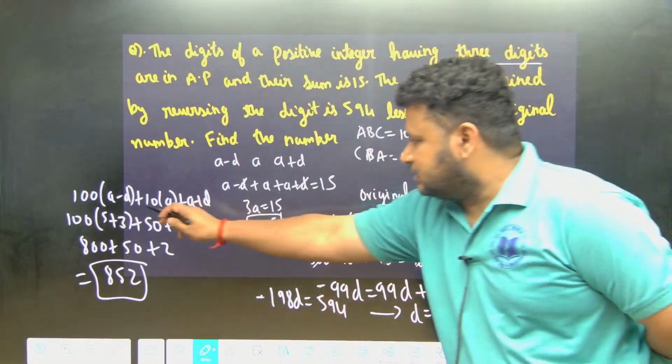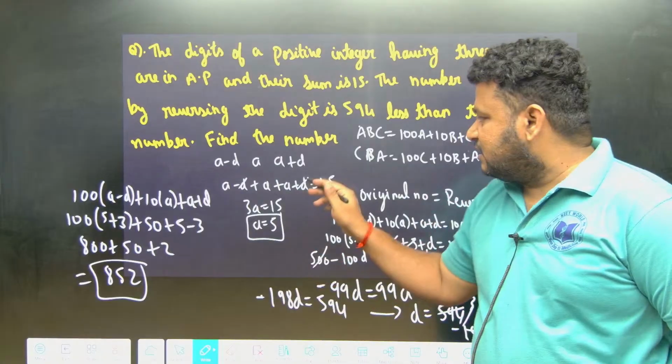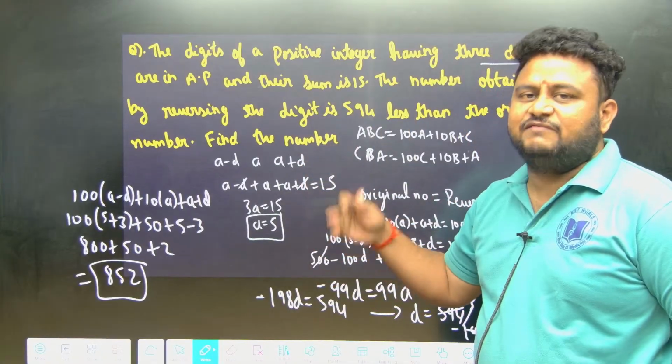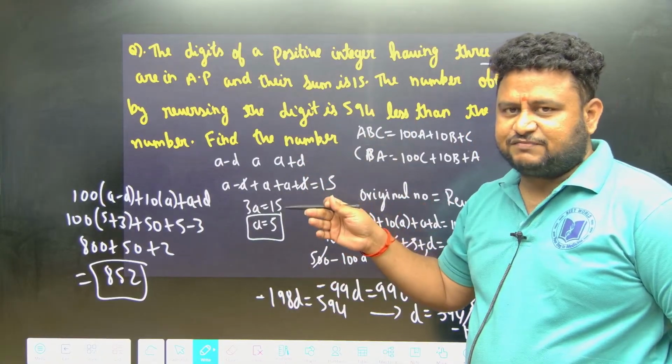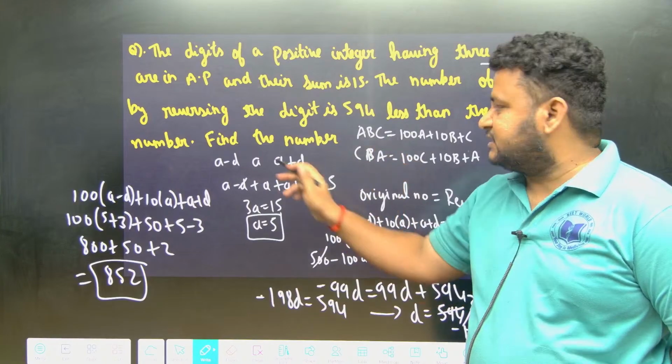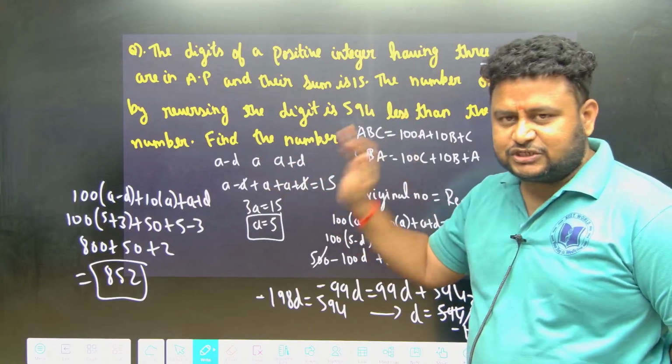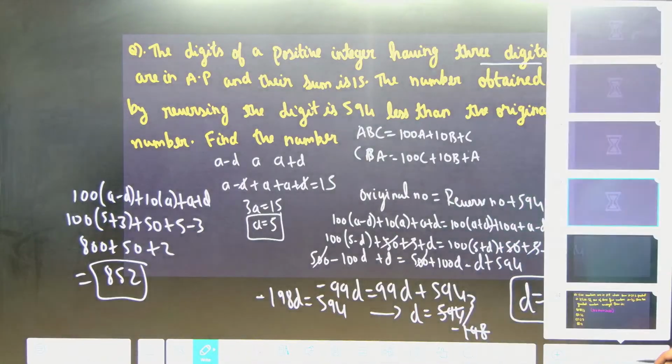This is the original number. They are not asking for the reverse number. Find the number means, until and unless they specify the reverse number, you have to find the original number. It is understood. Clear, friends? Let us move to the next question.